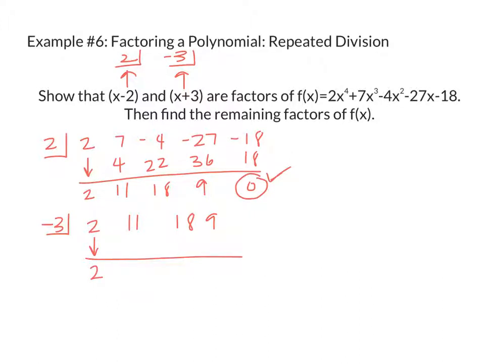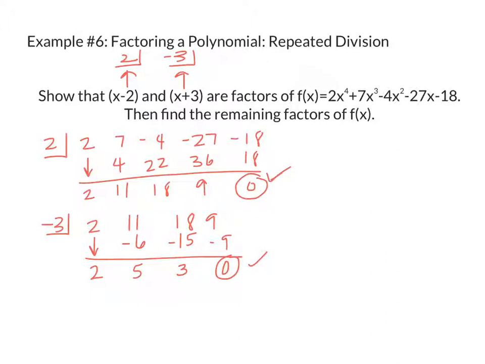So negative 3 times 2 is negative 6. 11 minus 6 is 5. Negative 3 times 5 is negative 15. 18 minus 15 is 3. Negative 3 times 3 is negative 9. 9 minus 9 is 0. Again, if 0 is our remainder, then that means that what we were testing is actually a factor.